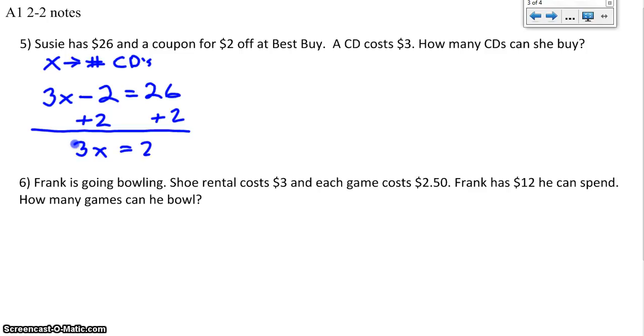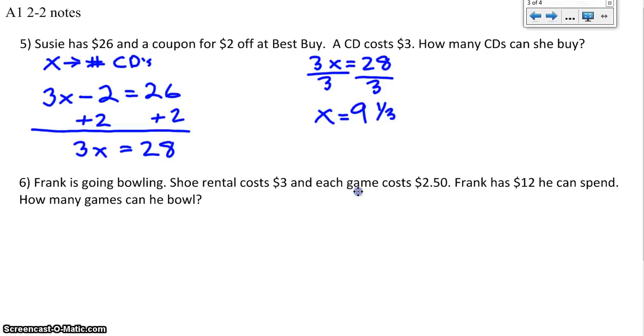3x equals 28. Now I'm going to rewrite that over here as I continue my work. And to undo this multiplication, we need to divide. And this is where it might get a little weird, because you look at it and say, well, 28 divided by 3 does not come out evenly. As a matter of fact, it's 9 1/3.